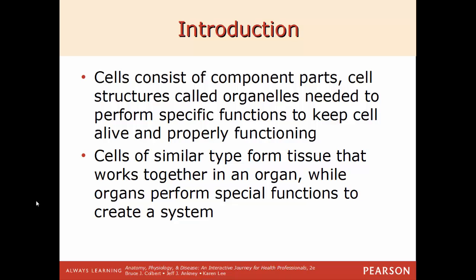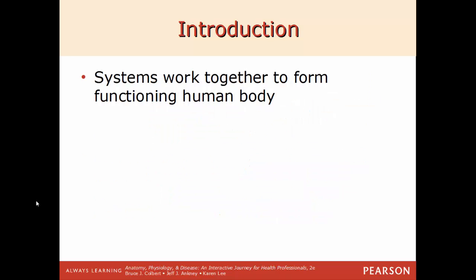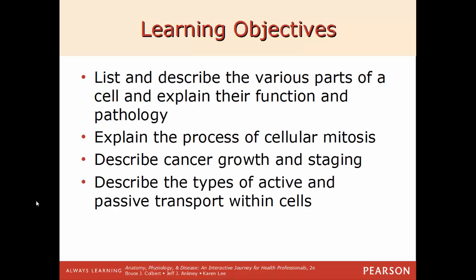Then when you have groups of cells that have the same function working together, they form an organ. And then when you have multiple organs working with the same function, that creates an organ system, such as the cardiovascular system, digestive system, and so on. And then when you have multiple systems working together, that's where you have a functioning organism, such as the human body.